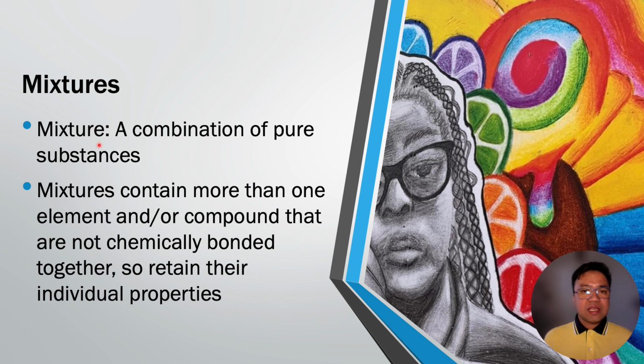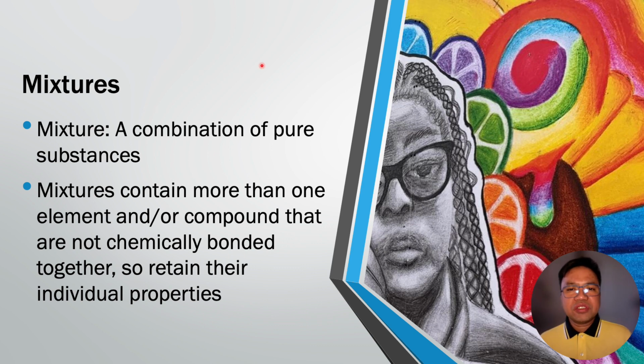A mixture is a combination of two or more pure substances. This can be elements, compounds, or both. They don't chemically bond. Again, they don't chemically bond. This means each substance in a mixture retains its individual properties. Imagine mixing sand and iron filings. They coexist, but remain fundamentally unchanged, each retaining its inherent characteristics.